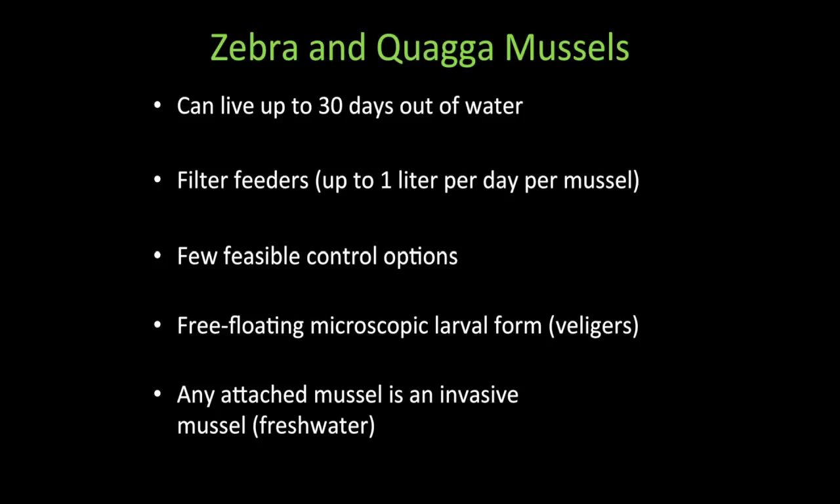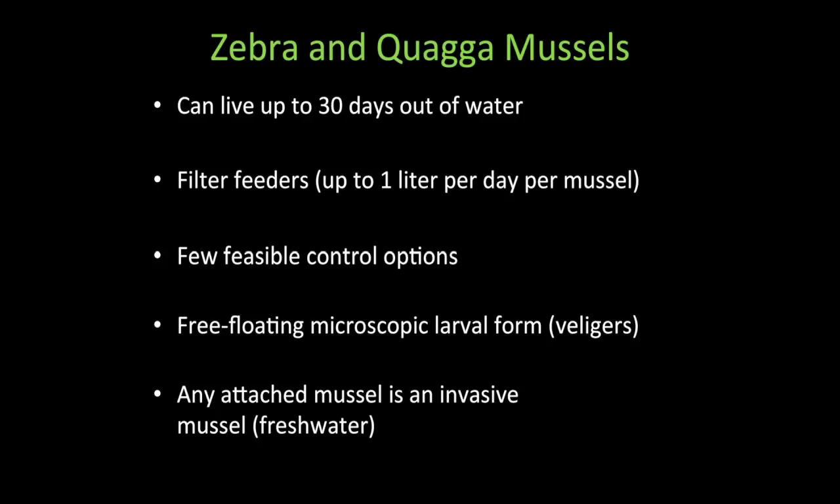There are a few control options, but they're not very good. One of them is called, well, I'll get into that actually, I've got a slide on that later. They also have a free-floating microscopic form called veligers, which is impossible to see. So if you're driving around in your boat and you take it out but you have some wet items, you may be transferring veligers that you can't see.